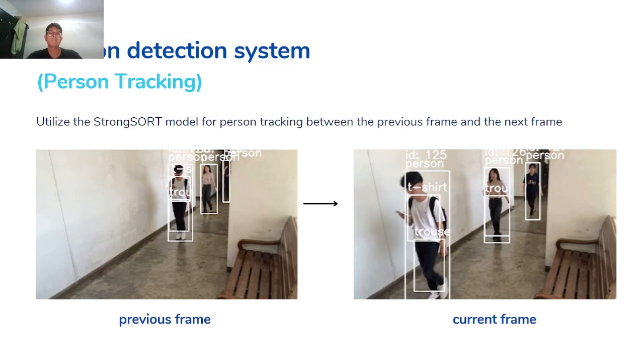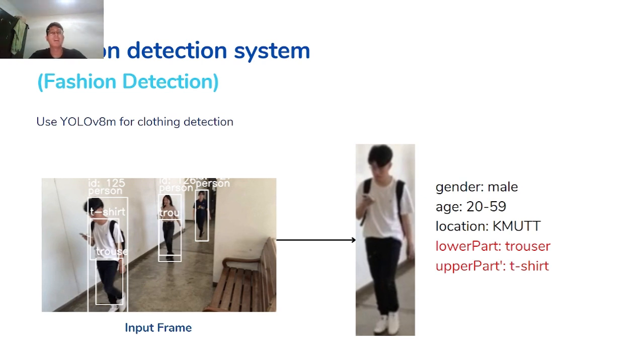After we get the person bounding box, we use it as the input for the StrongSORT model, which can track the person between the previous and the next frame. After we track the person in the image, we use YOLO for clothing detection. After all of these methods, we get the upper and the lower part of the person.